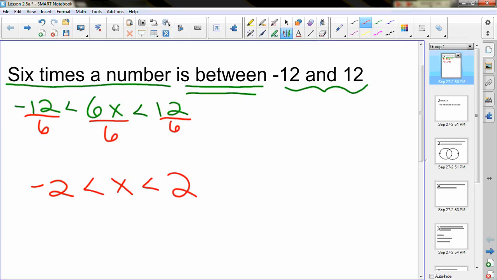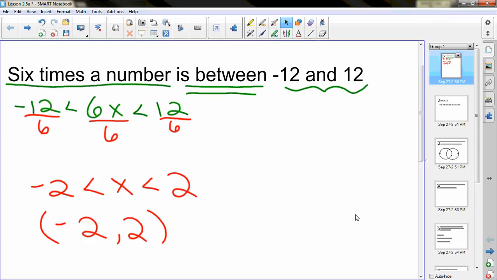It doesn't say write in interval notation. It just says solve it. But if I wanted the answer in interval notation and not with the inequalities, tell me what to write from left to right. Open parentheses, negative 2, comma, 2, close parentheses. Good job. Okay, so everybody got it? That's the stuff that we just finished.